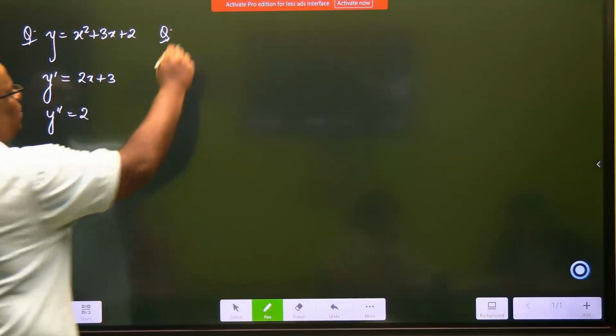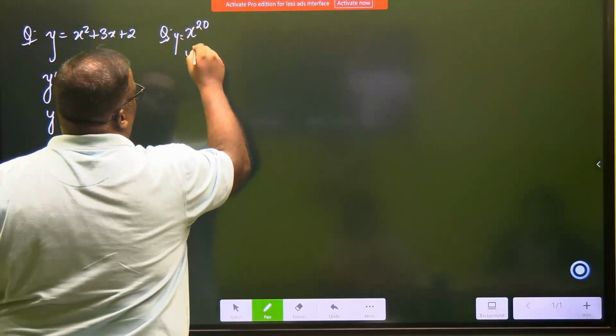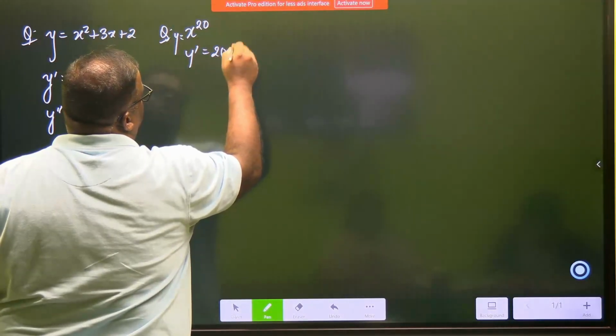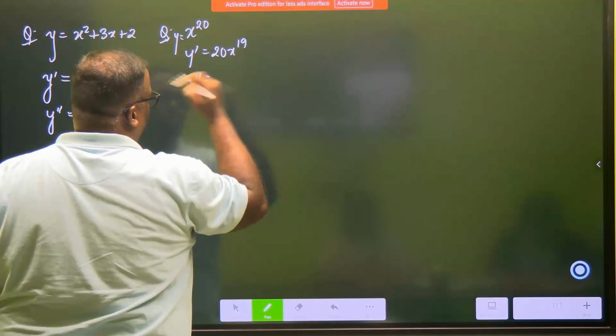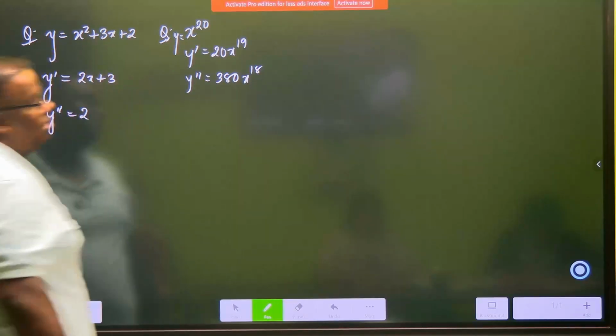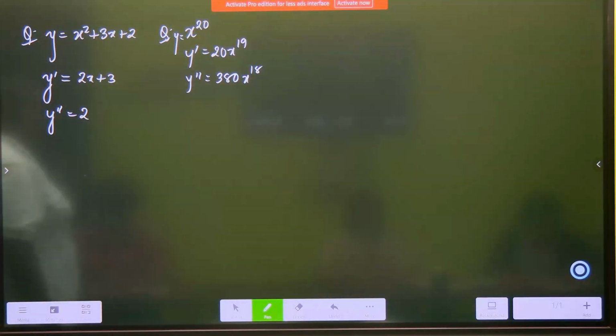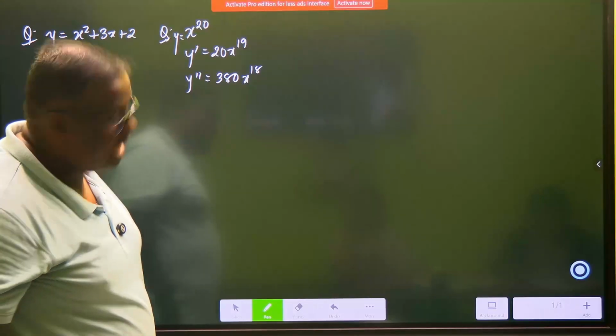X to the power 20. Y equal to x to the power 20. Y prime will be 20x to the power 19 and y double prime will be 19 into 20, 380. So it will be 380 x to the power 18. Are you able to decipher this? Okay. Next one, x dot cos x.